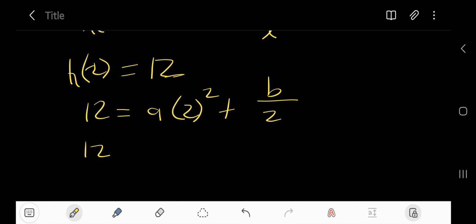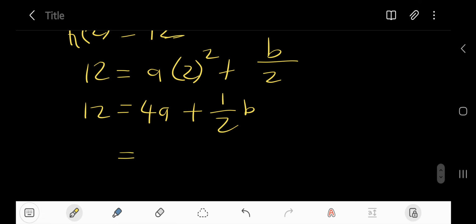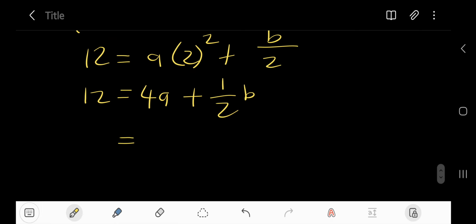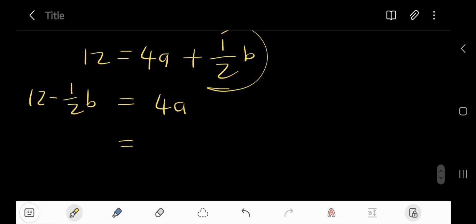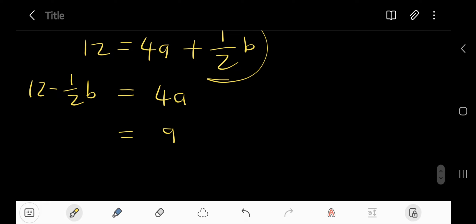So this is what we have here, right? So we have 12 is equal to 4a. This is plus, I just want to write it in this way, 1 over 2b. I just want to write it like this. So now, what I usually do for simultaneous equations, I just always want to make something the subject of the formula, right? So let's go. Let's take this to the other side. So we're going to have 12 minus 1 over 2b is equal to 4a, right? So I want a on its own. So I'm going to divide everything by 4. So 12 divided by 4, that gives us 3. And then 1 over 2, 0.5 divided by 4, that gives us 1 over 8. So we have minus 1 over 8b. So that's our a. Let me just call this equation 1, right?